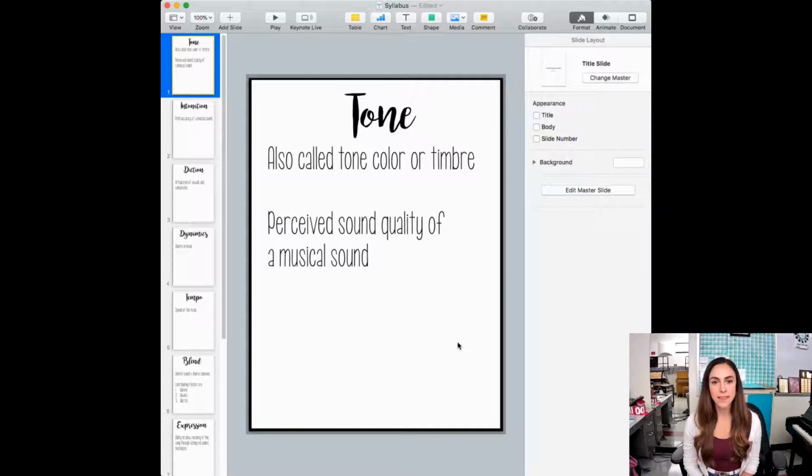Hi, everyone. Today we're going to go through some of the musical elements or some of the musical jargon that you might see if you're in a chorus or a band rehearsal or even at an all state audition. They use all of these same terms. We're going to begin with the concept of tone.